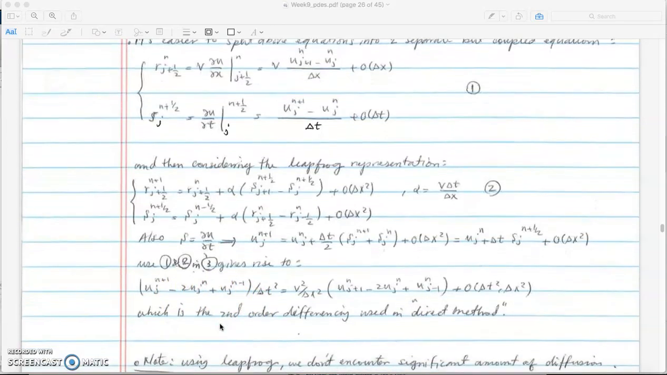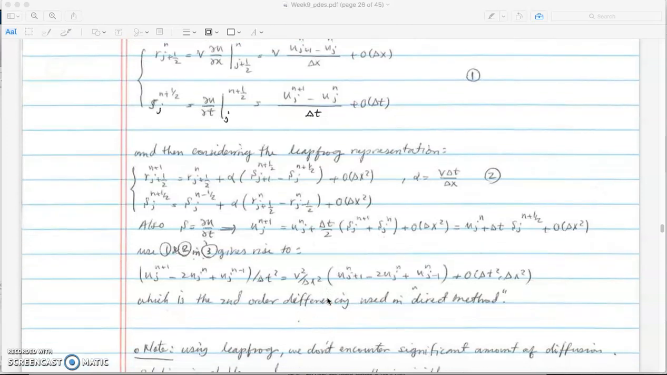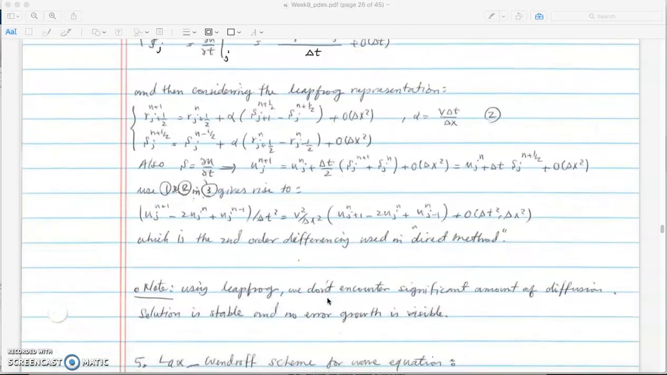Okay, so now if you look carefully, you'll see that that's exactly the direct method discretization of the second order differential equation in time, or the second derivative of u with respect to time. And these three terms imply the second derivative of u with respect to x. So that's exactly the wave equation discretized using central difference for t and x. And so that's exactly the direct method. So this proves that Leapfrog is equivalent to direct method.